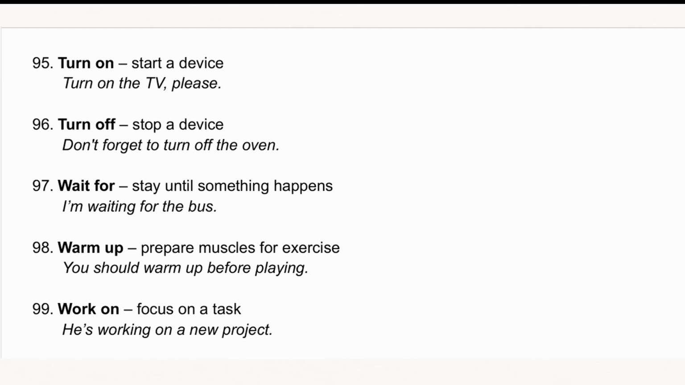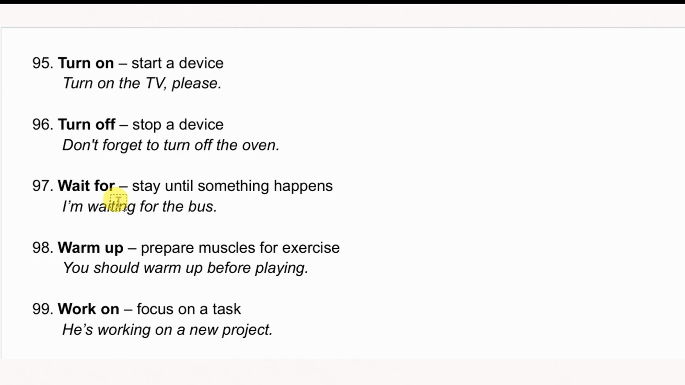To turn on. This is to start a device. It can be a TV. Turn on the TV, please. It can be a radio. But also a light, you can turn on the light. Like switch on the light, turn on the light. The opposite of it is turn off, which is to stop a device. Don't forget to turn off the oven.